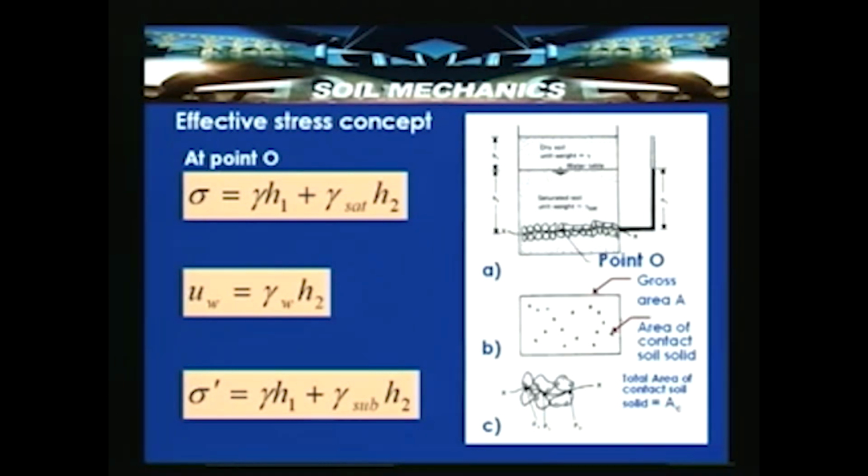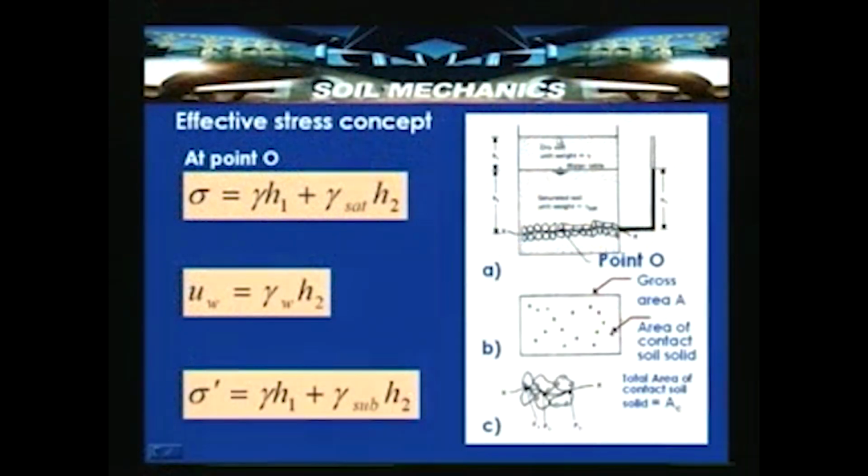So, at point O we can write the total stress as gamma H1. In principle, it is gamma D H1, where gamma suffix D is the dry unit weight of the soil mass. Here gamma D is equal to gamma. So, gamma H1, where H1 is the height of the dry soil, plus gamma sat, that is the saturated soil mass unit weight, into H2. This is the total stress acting at point O. The pore water pressure at point O is gamma W H2.